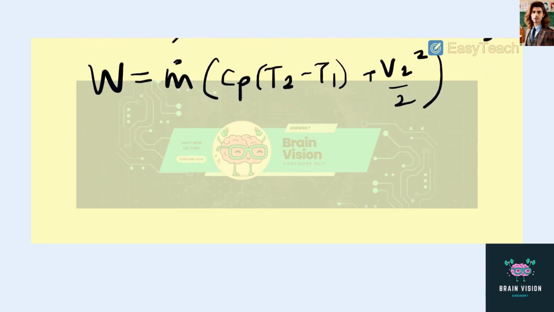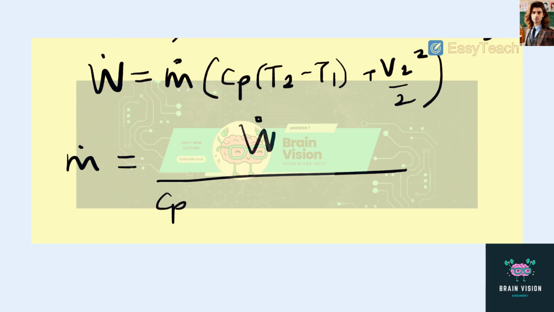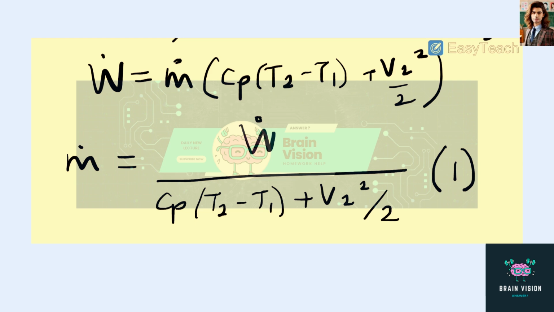Now recall that we are actually solving for m dot. So solving this equation for m dot gives us that m dot is equal to W dot all over Cp times (T2 minus T1) plus V2 squared over 2. Now recall that the problem statement asks us to vary the exit velocity, or V2, to see the effect on m dot. So this will be the first plot that we show. But before I show that plot, we're going to see how changing the exit velocity affects volume flow rate as well.